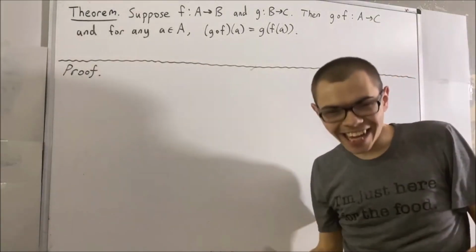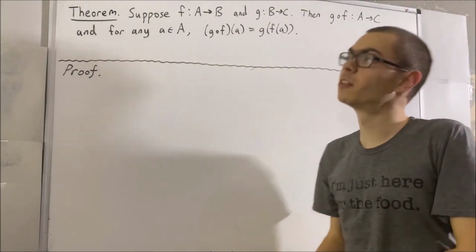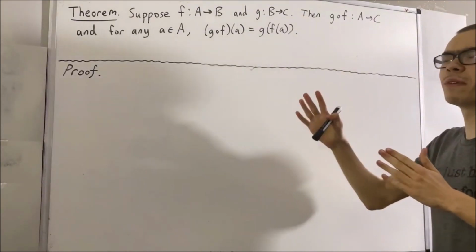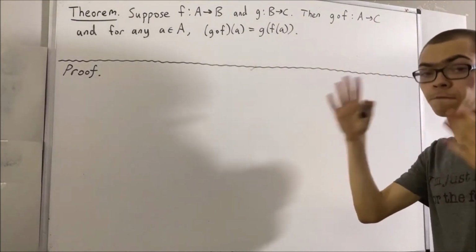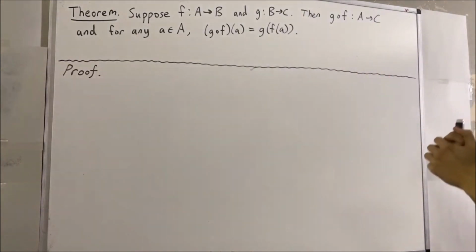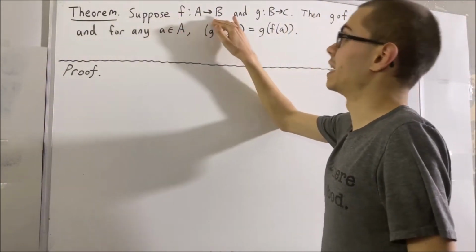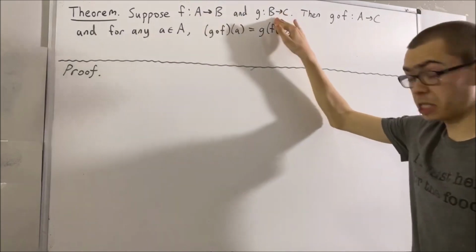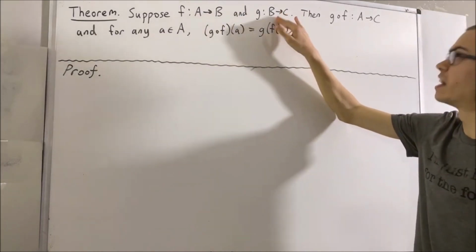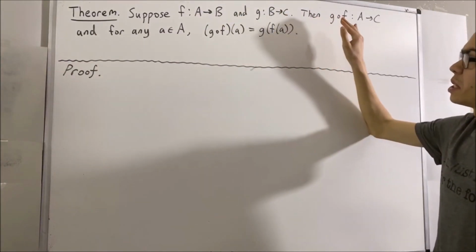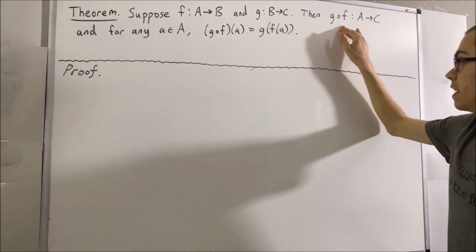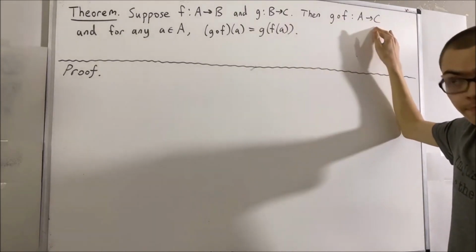Hello! In this video, we are going to prove the theorem involving compositions of functions. And so here's how it goes. Suppose f is a function from A to B, and g is a function from B to C. Then, the composition of g and f is a function from A to C.